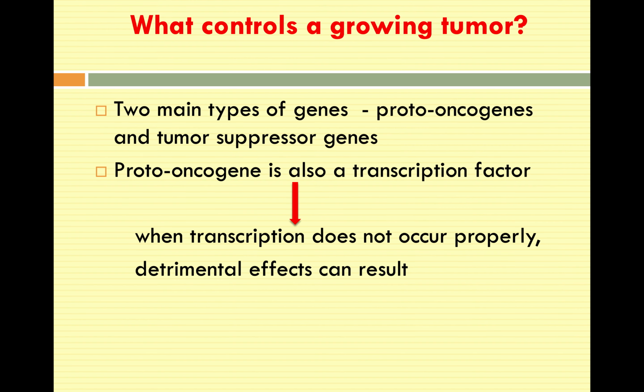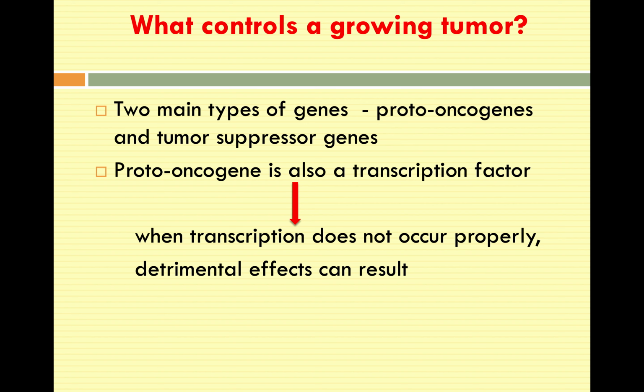So what controls a growing tumor? There are two main types of gene, which we know, proto-oncogenes and tumor suppressor genes. So we know that tumor suppressor genes are supposed to suppress a growing tumor. But if a mutation occurs, it inactivates the gene, which means that it won't slow or control the growing tumor, it would accelerate it.